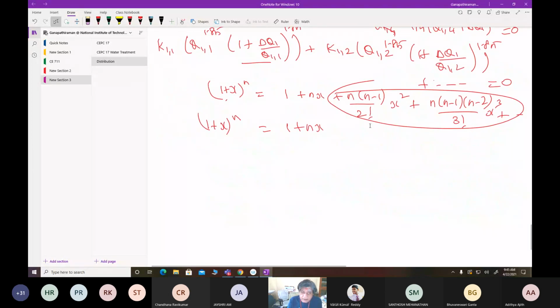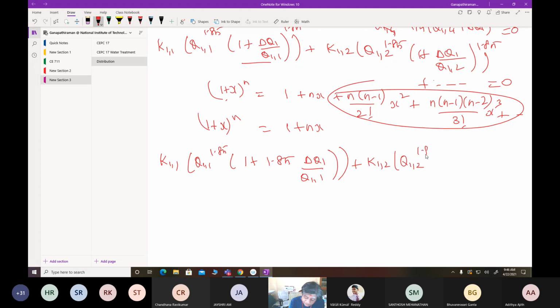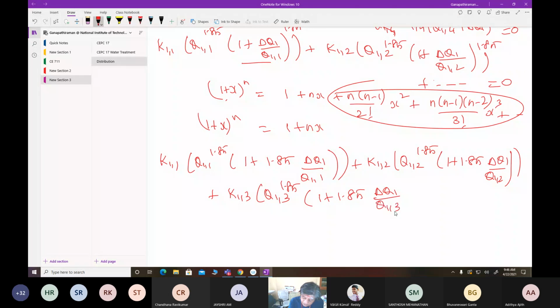So when I expand this, what I will have is K11 Q11 to the power 1.85 (1 plus 1.85 delta Q1 by Q11), plus K12 Q12 to the power 1.85 (1 plus 1.85 delta Q1 by Q12), plus K13 Q13 to the power 1.85 (1 plus 1.85 delta Q1 by Q13), plus K14 Q14 to the power 1.85 (1 plus 1.85 delta Q1 by Q14), equal to 0. Is it okay for you now?